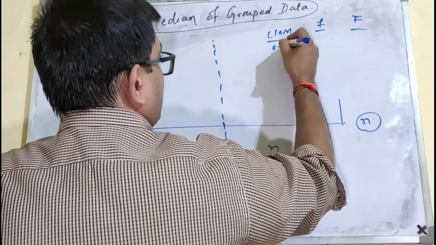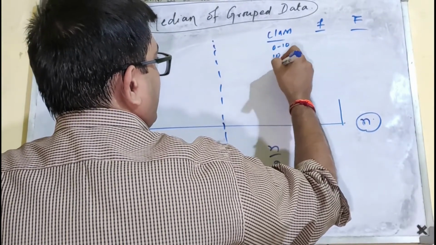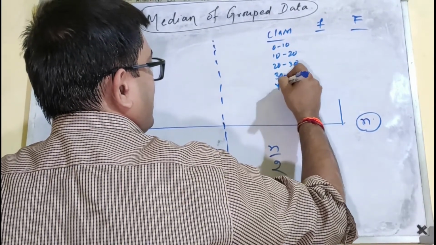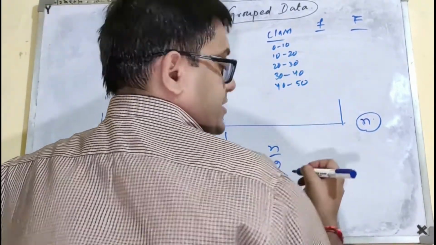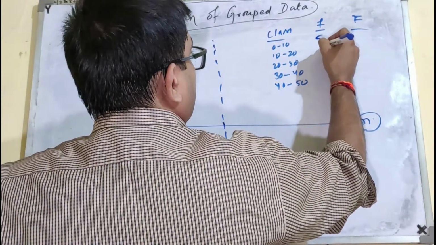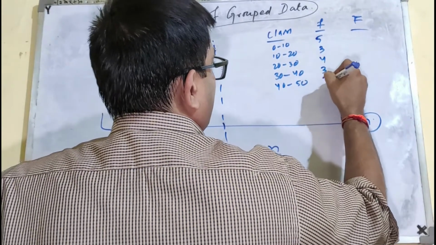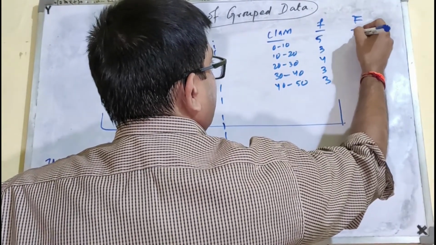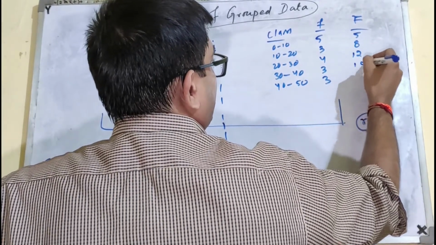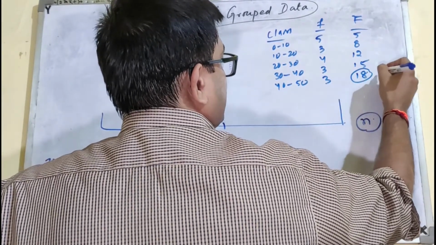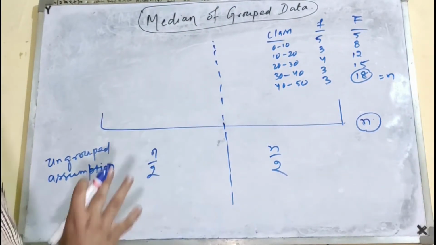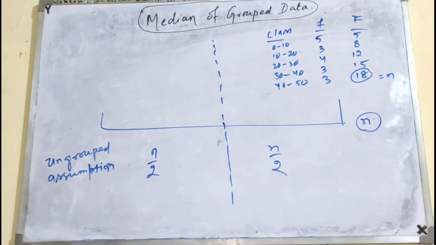So 0 to 10, 10 to 20, 20 to 30, 30 to 40, 40 to 50. The frequencies are 5, 3, 4, 3, 3. And the cumulative frequencies would be 5, 8, 12, 15 and 18. Okay, so that's the n, right? So now it is going to be very easy for us to visualize.